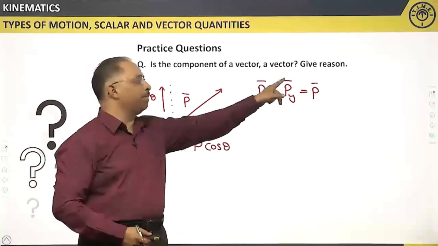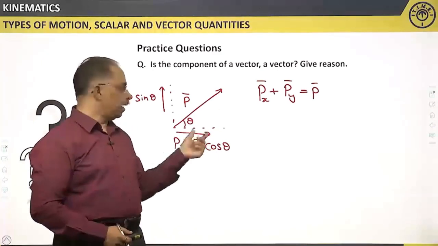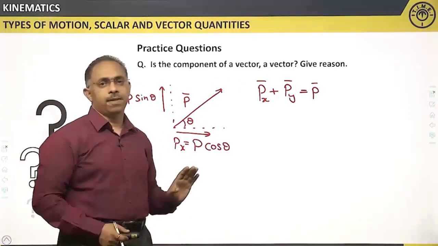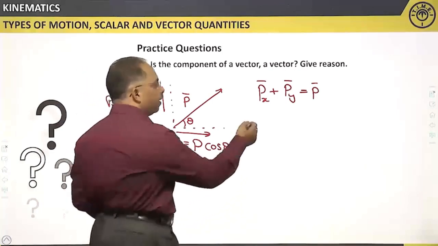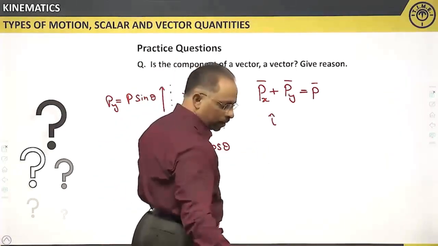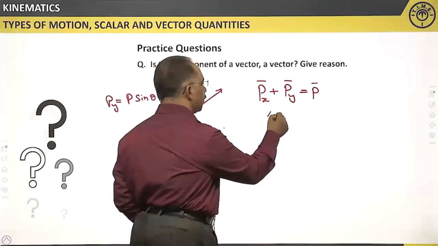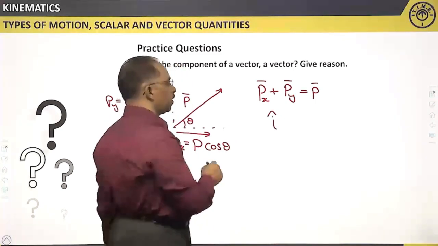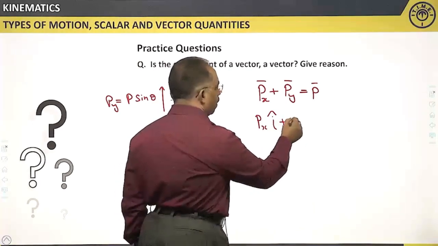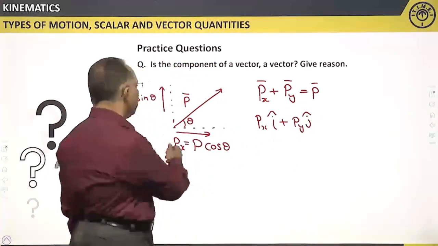No doubt px bar and py bar are vectors. It is px bar only when a unit vector associated with the x direction is attached to it. Is it clear? If I write, for example, I cap is the vector in the x direction. Because it is a unit vector, I am writing it with a cap. Then it will be px into I plus py into j. J is the unit vector I am taking along the y axis.